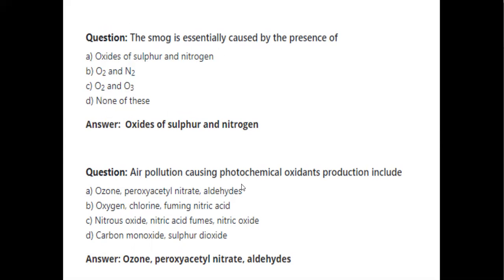Air pollution causing photochemical oxidants production include ozone, peroxyacetyl nitrate, aldehydes, and oxygen, chlorine, fuming nitric acids, nitrous oxide, nitric acid fumes, nitric oxide, carbon monoxide, sulfur dioxide. Remember, air pollution causing photochemical oxidant production is your ozone, peroxyacetyl nitrate, and aldehydes. Ozone, PAN, and aldehyde are the photochemical oxidants causing air pollution.